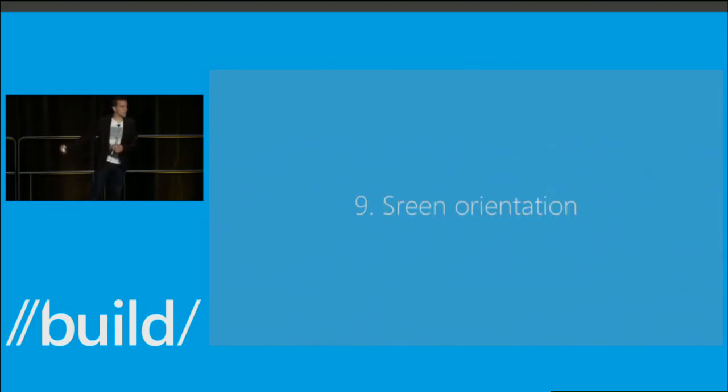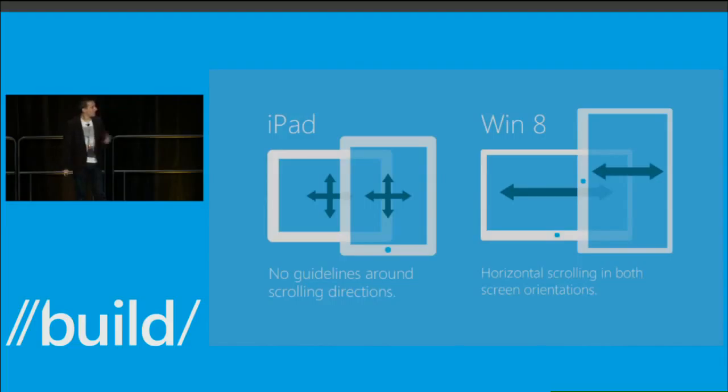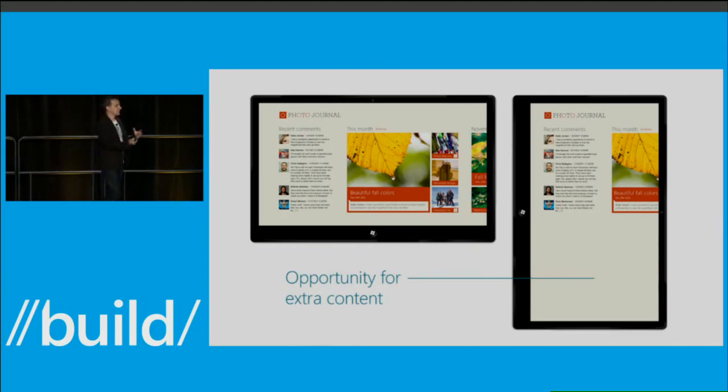Let's talk a little bit about screen orientation. On iPad, there's no real guidance on how to scroll your pages. So even though you're in portrait or landscape, you as a designer and developer can decide what the scrolling direction is. On Windows 8, there's more consistency there, and you can still do whatever you want, but they advise you to use horizontal scrolling, as you can see in these screens. So what happens if you flip your tablet from landscape to portrait mode and you still maintain that horizontal scrolling? You get this gap here in the bottom.